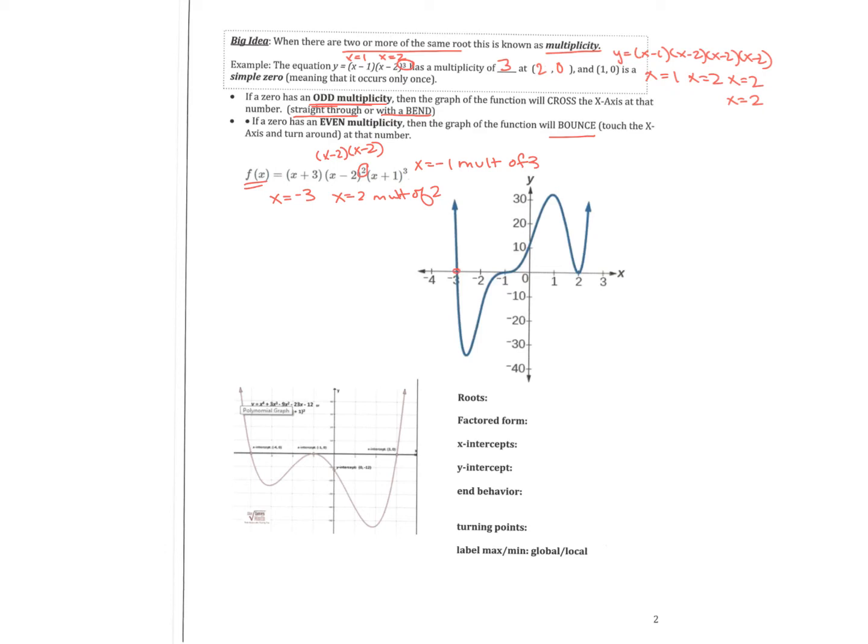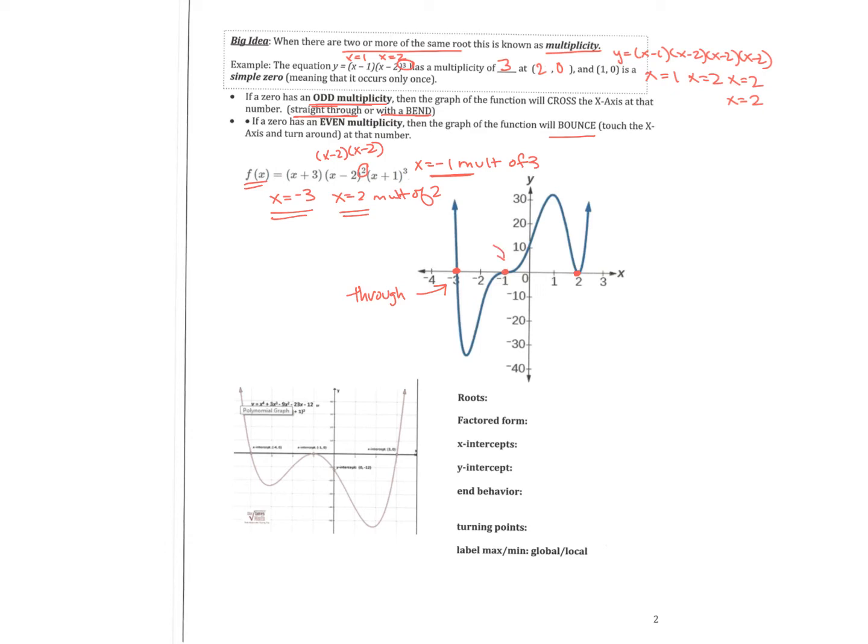I have an x-intercept at x equals negative 3, that's this guy. I have an x-intercept at x equals negative 1, that's this one. And I also have an x-intercept at x equals 2. That's this one. So let's see what's going on there. You can see at x equals negative 3, it just goes through the graph. It just goes through at negative 3. That's exactly what it talked about, going straight through up above.